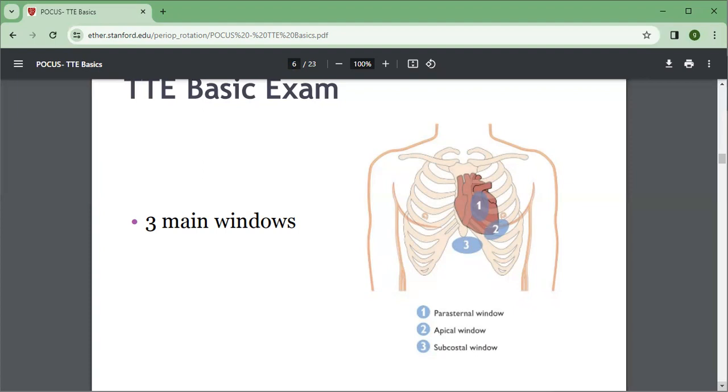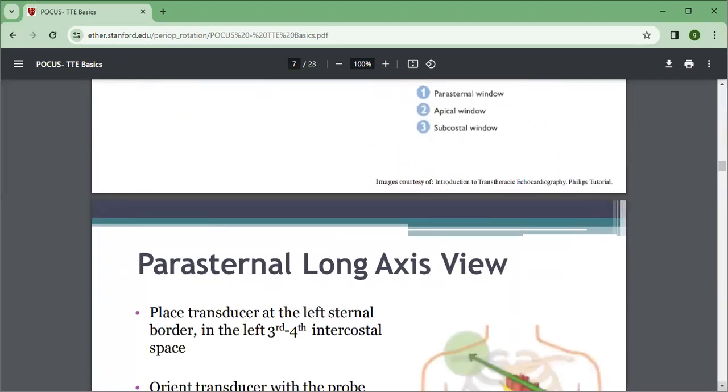Then the other one is the apical window, and the apical window is just below the breast, focusing towards the shoulder. And the other one is the subcostal. The subcostal visualizes the inferior vena cava. The importance of this subcostal window is to visualize the inferior vena cava. It visualizes whether there is pericardial effusion, and it also checks other things like the respiration in the inferior vena cava.